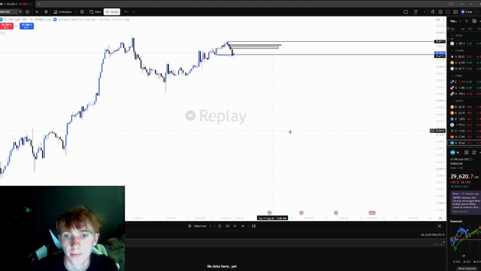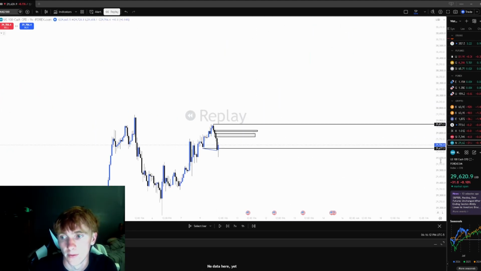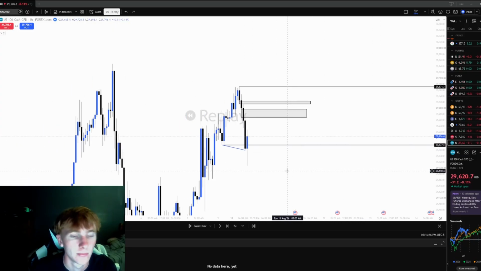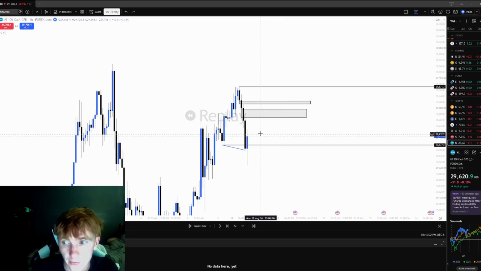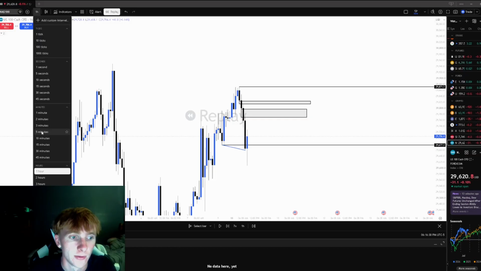And one big thing that I always like to look for is when I have an SMT, one of them, the bearish one, becoming bullish, and that's exactly what happened here. NASDAQ started to break structure, even though it's supposed to be more bearish, and we still have that sweep SMT on NASDAQ.